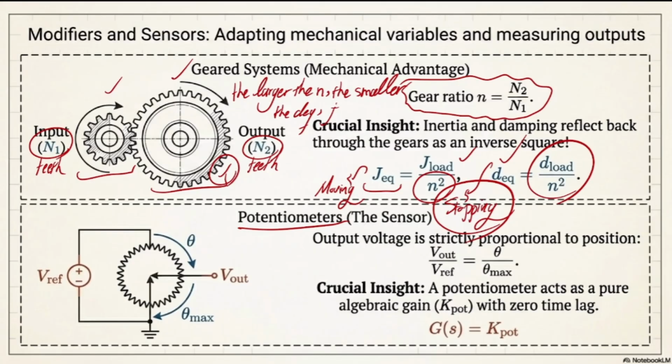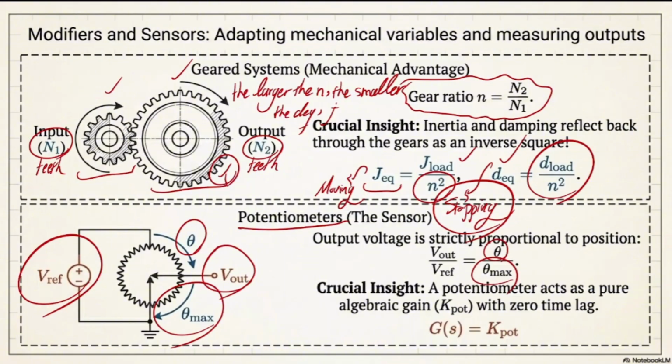It means that based on the angle we have, theta divided by theta max, where theta max is 360 degrees, we can decide what happens to our output voltage. The input reference is constant, and the output is based on only one number, theta divided by theta max. At this point, your transfer function, or your system, just acts as a constant number, right?